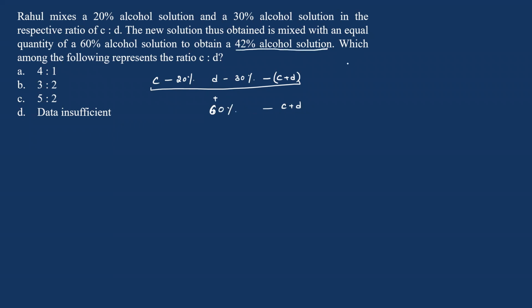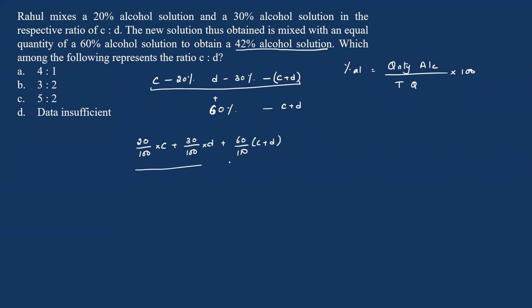That means we are talking about percentage of alcohol, which is equal to quantity of alcohol divided by total quantity of the mixture multiplied by 100. So what is the quantity of alcohol coming up from the first one? That is 20% of C plus 30% of D plus 60% of C plus D. Clear? That is divided by, we have 2 times of C plus D, in 100, should be equal to 42.